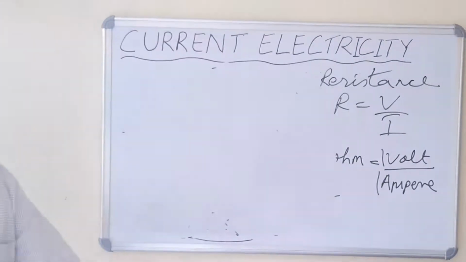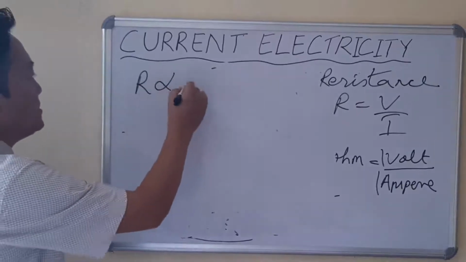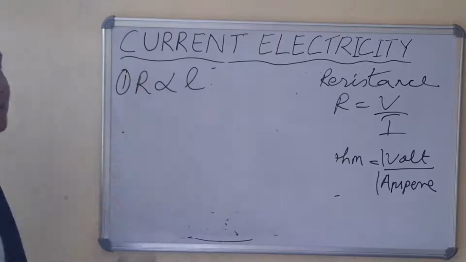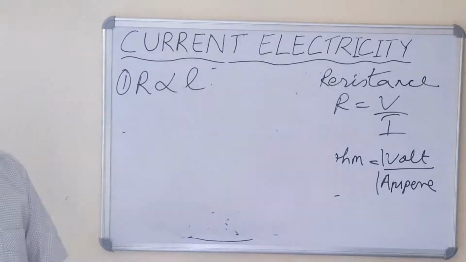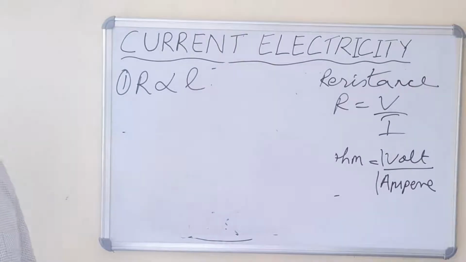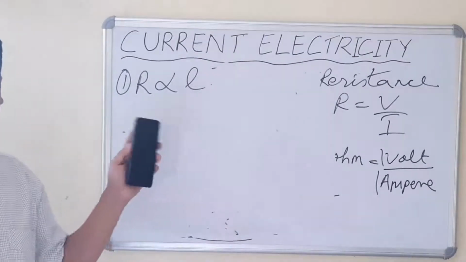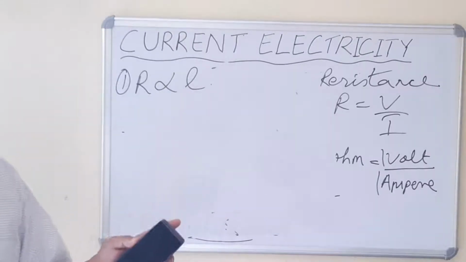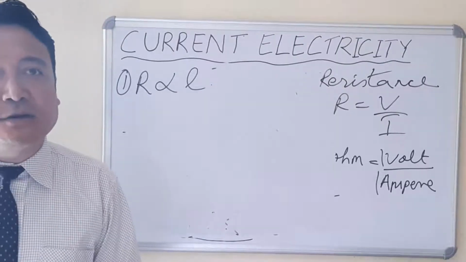The resistance of a conductor is directly proportional to the length of the conductor. More the length of the conductor, more will be the resistance. Shorter the length of the conductor or the wire, lesser will be the resistance. So we can consider that a longer wire has more resistance than a shorter wire.